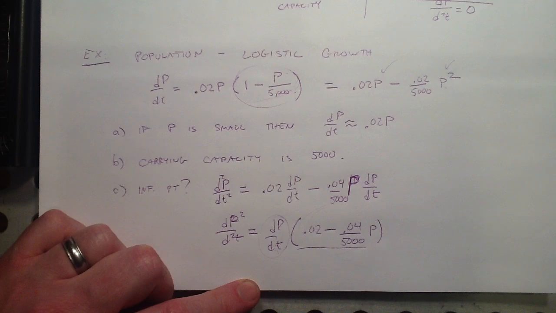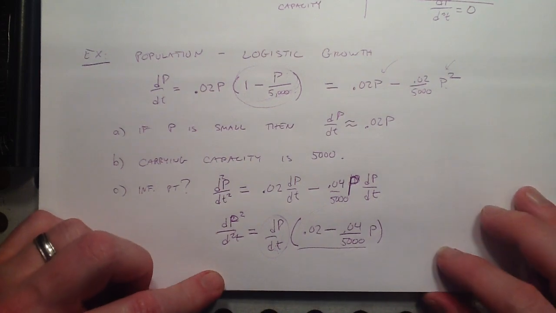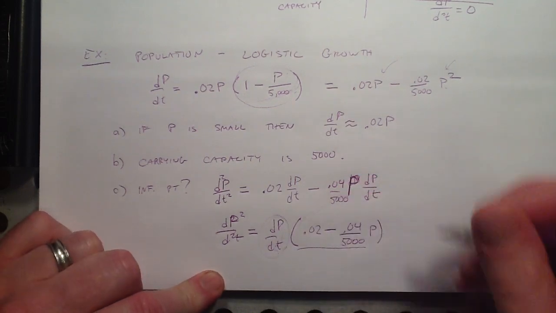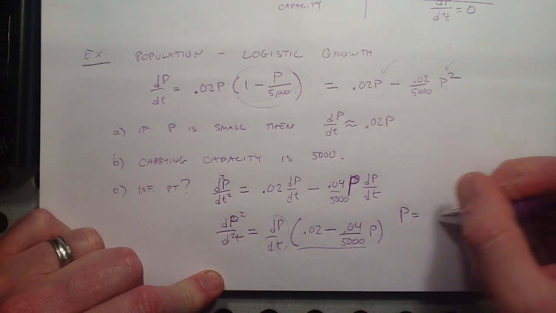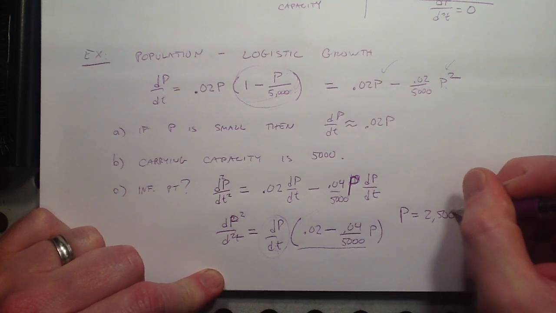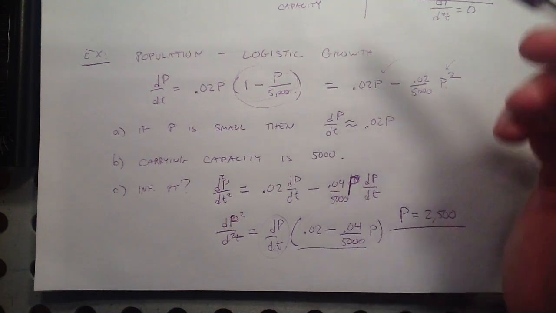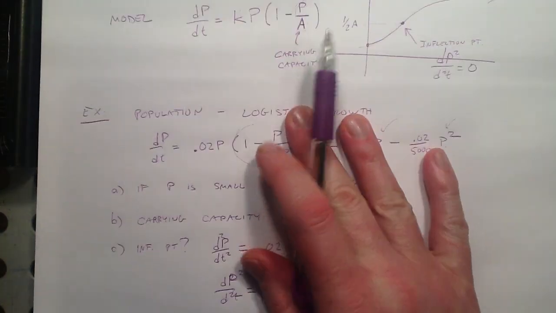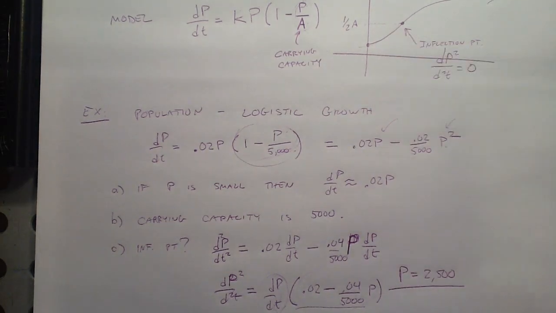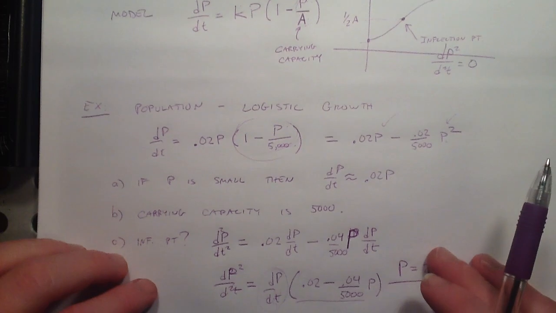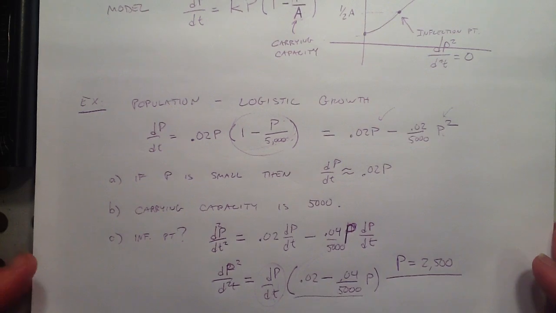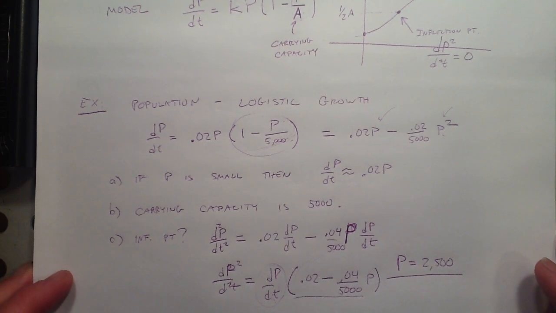We're interested when this part's 0. So solving that, I'll leave the algebra to you. You should get p is equal to 2,500. So just in case, you should know the inflection point happens at half the carrying capacity, but it's pretty easy to show that just by finding the second derivative, right? The work would look like this, just in case you're asked to show the work that leads to that answer.